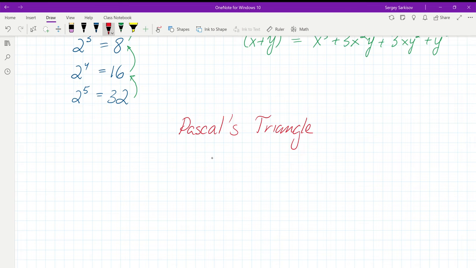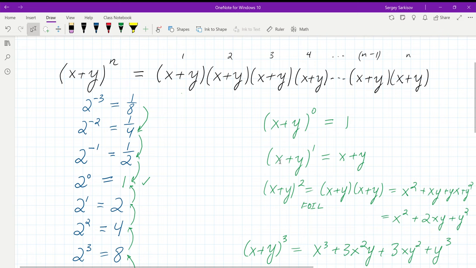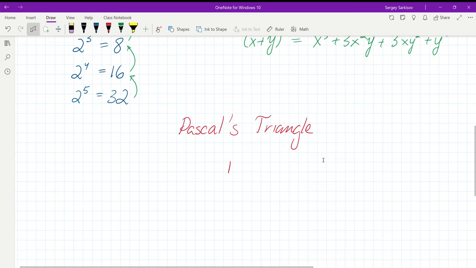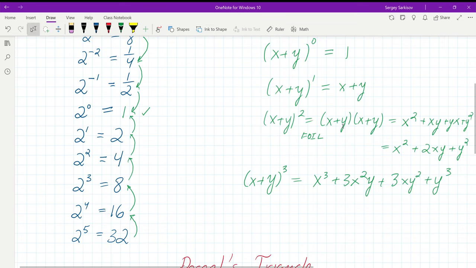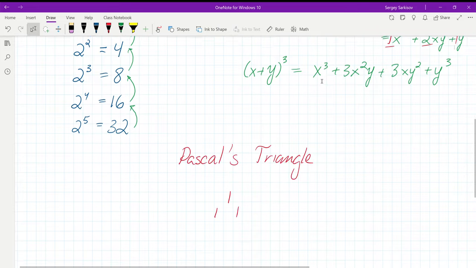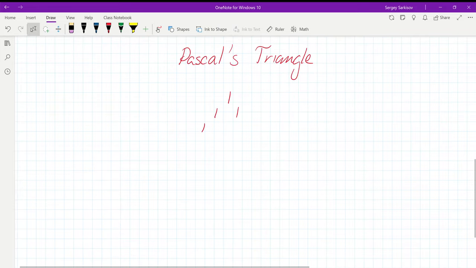So look, put a 1 here. That's kind of like the whatever to the 0th, that's a 1 up there. And then what about 1x plus 1y? Forget the x and the y. What are the coefficients? 1 and 1. And what about this? Look at this. 1x squared plus 2xy plus 1y squared. 1, 2, 1 are the coefficients, right? Put them underneath. 1, 2, 1.